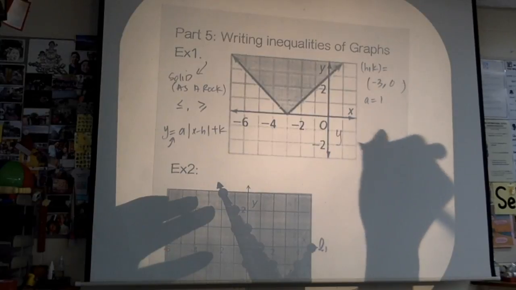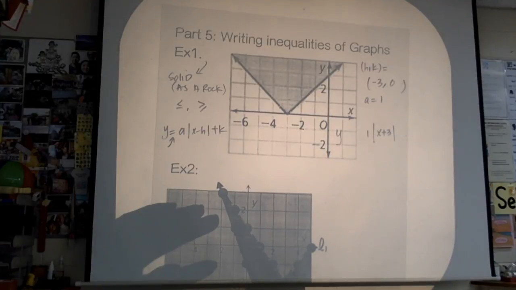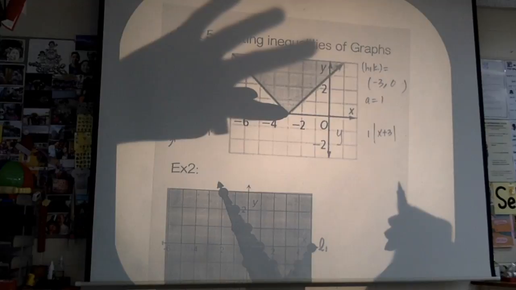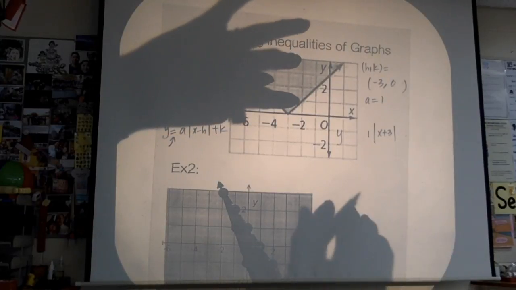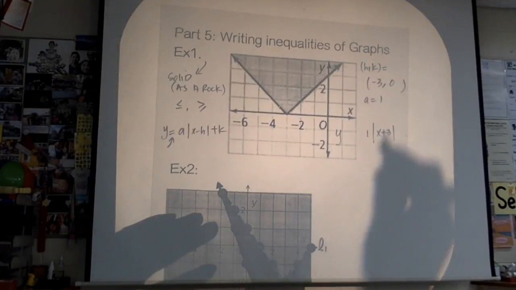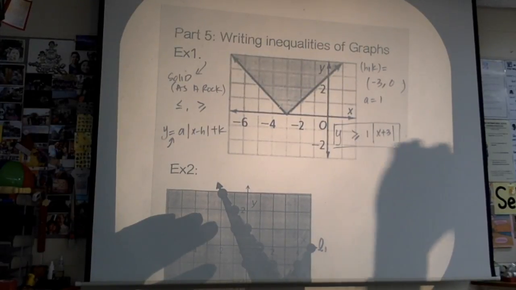Y, we'll leave this blank for now, just in case. And it's 1, so we don't have to write that 1. Absolute value of x plus 3, and then we're done. But it's going to be solid, and it's greater than 0. Think about every coordinate along this: -2, 0. -2, 1. Isn't it greater than 1? So it's going to be y is greater than or equal to. So here's our inequality, all right?